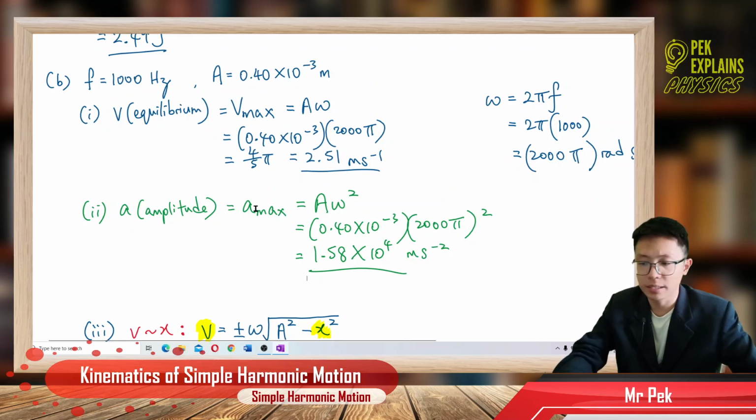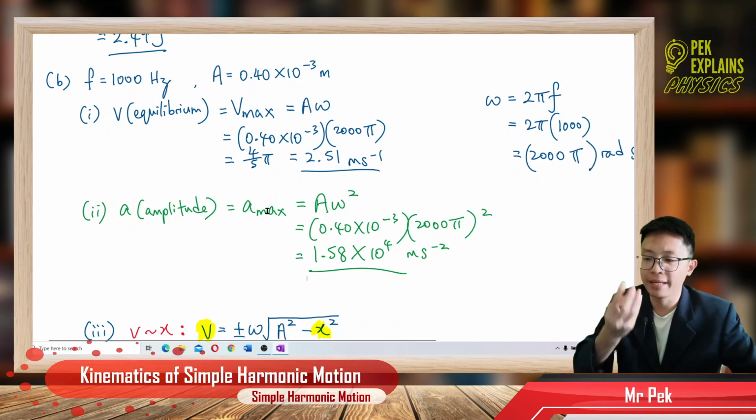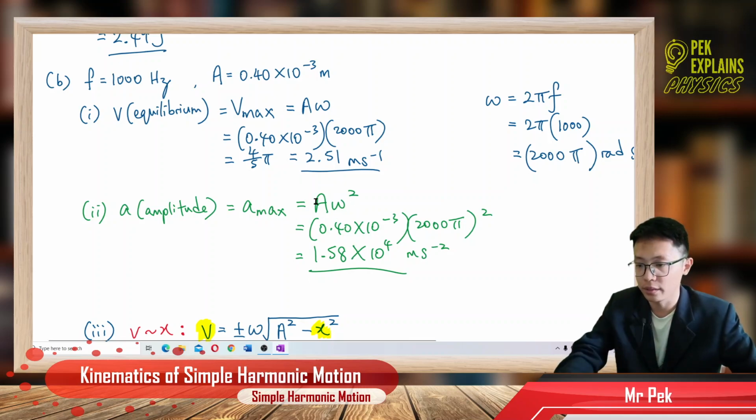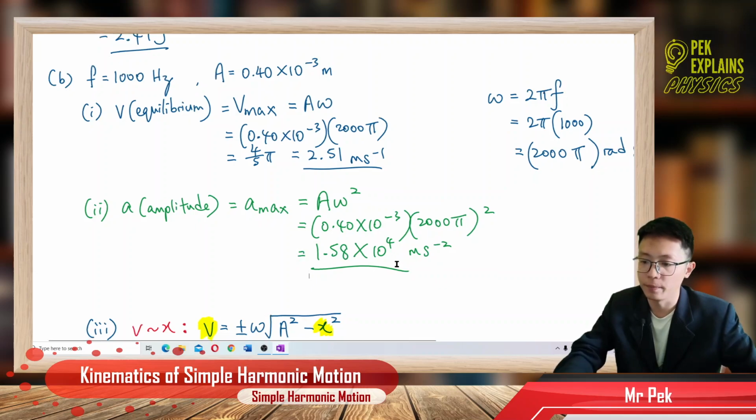When asked to find maximum acceleration, that means you just want the magnitude of acceleration. No sign at all, we don't want the direction. We just want the magnitude of the maximum acceleration, which is A omega squared. So no positive or negative sign. So it's 1.58 exponent 4.